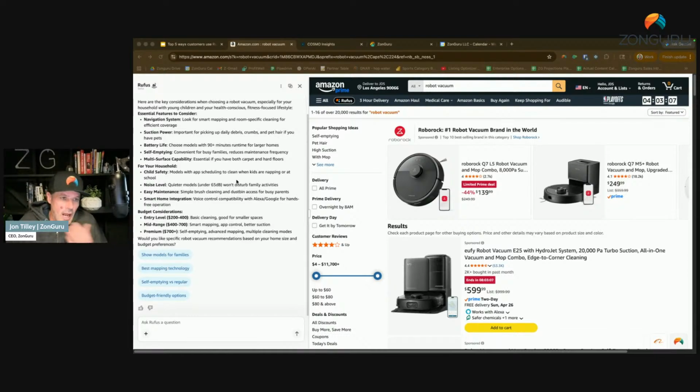Okay, so let's just make this up right now. To me, maybe suction power is important, right? Battery life, multi-surface capability, and maybe noise level, right? So those are things that are important to me right now. So we'll come back and remember those, right? Okay, so let's go on to the second question that I put down here.